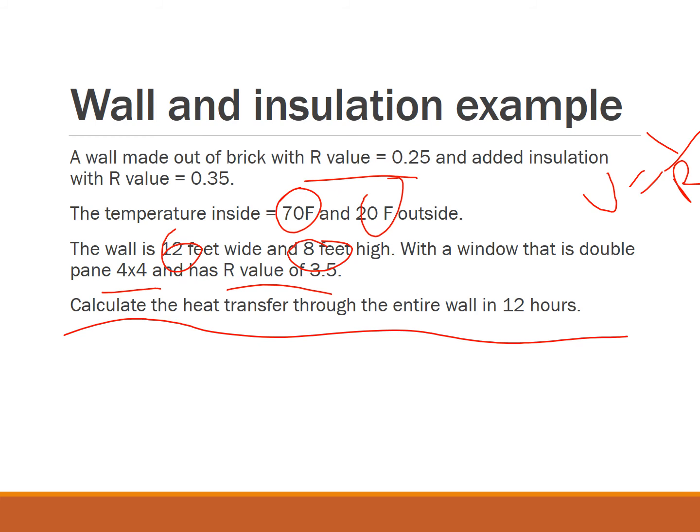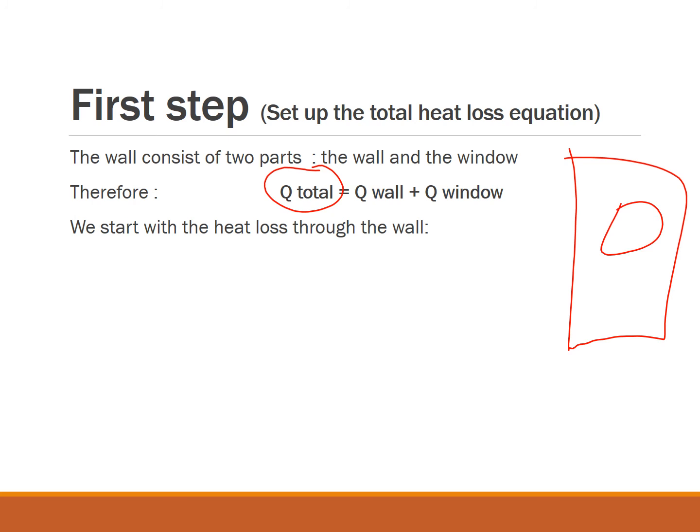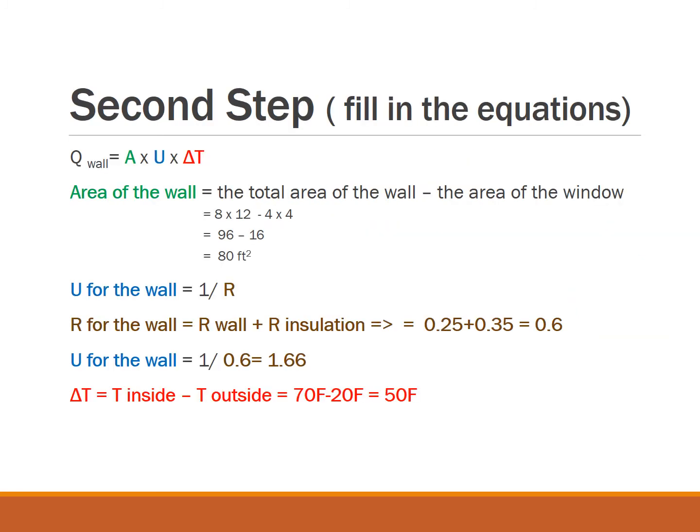So this is as complicated as it gets to do heat loss. I know it's a little bit involved, but I will walk you through it step by step. So the first step, you set up the total heat loss equation, which we said we're going to get the heat loss through the wall, which is here, and the heat loss through the window. We start with the heat loss through the wall. First step, here you go.